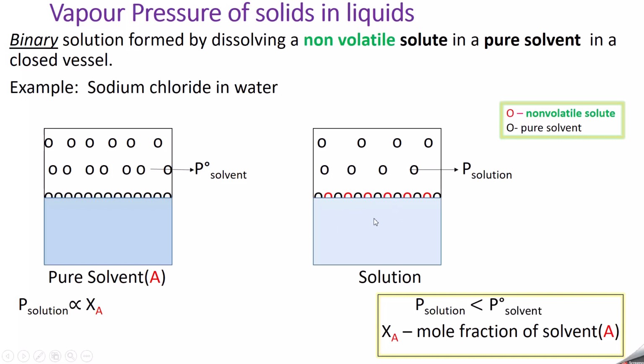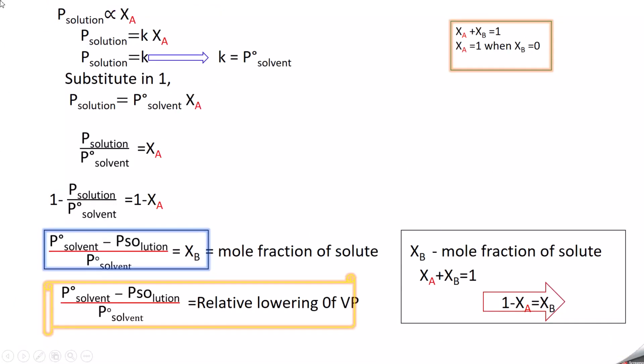Now you find out the vapor pressure of the solution. The vapor pressure of the solution is mainly due to the number of solvent particles present here. Therefore we can say that the vapor pressure of the solution is directly proportional to the mole fraction of the solvent. So P solution is directly proportional to XA. Remove the proportionality and introduce a constant K. So P solution is equal to K into XA.